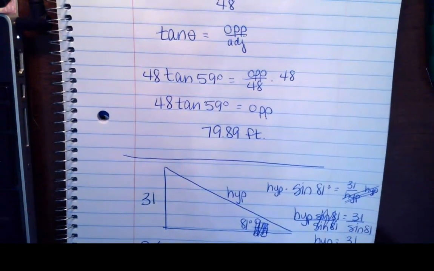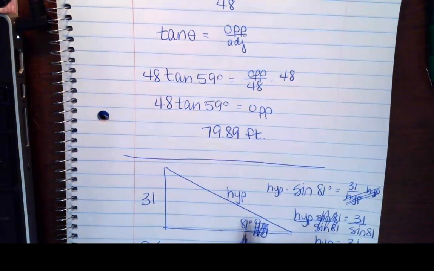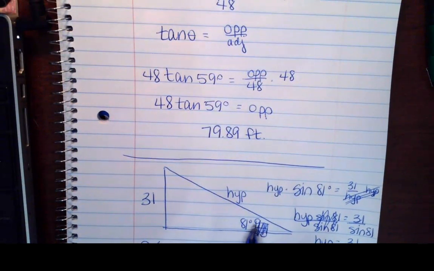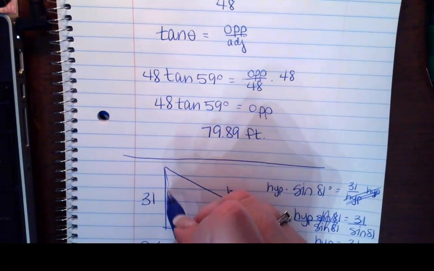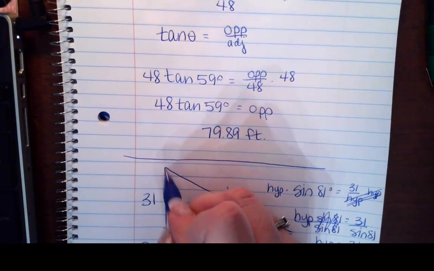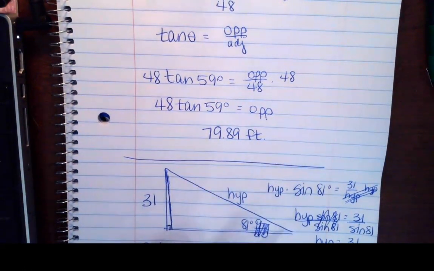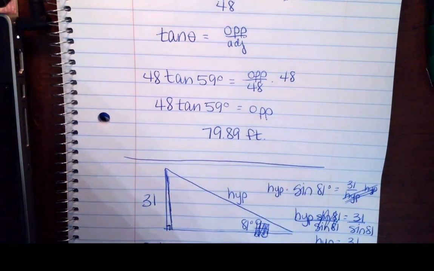Okay, so 81 degrees is really close to 90. So this is almost actually like this. So my drawing was pretty trashy, but the actual drawing would be something like that. Okay. So let's try another one.